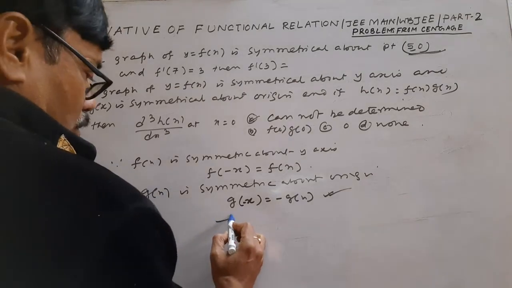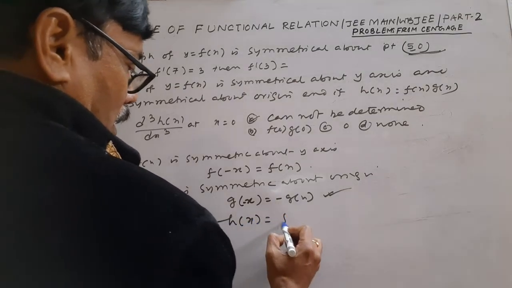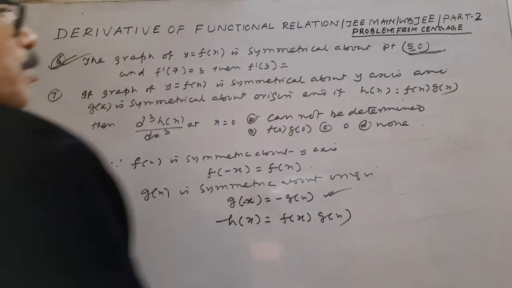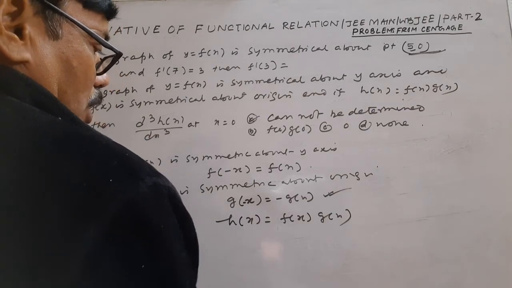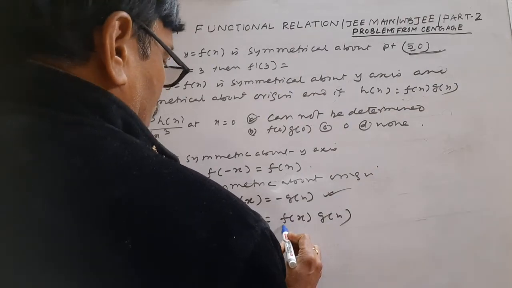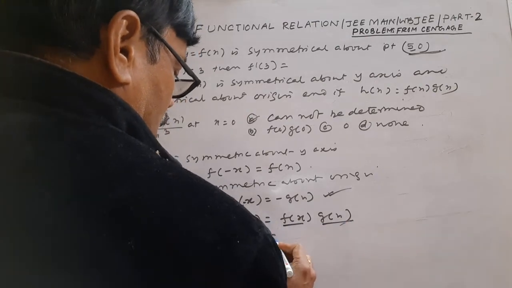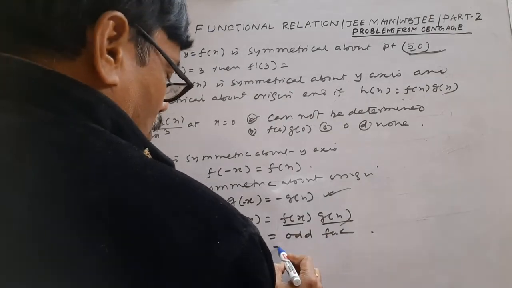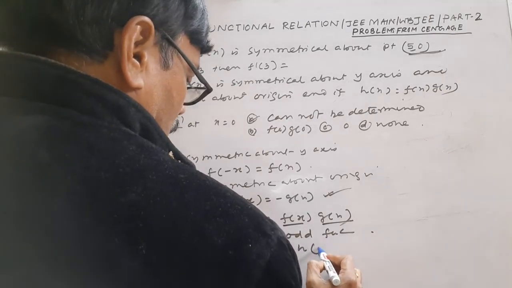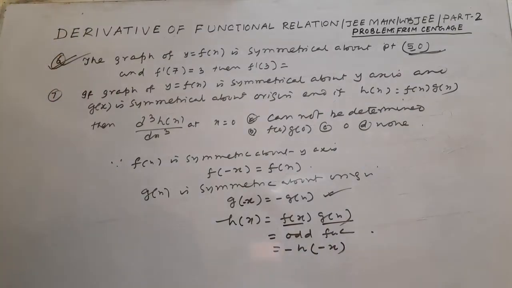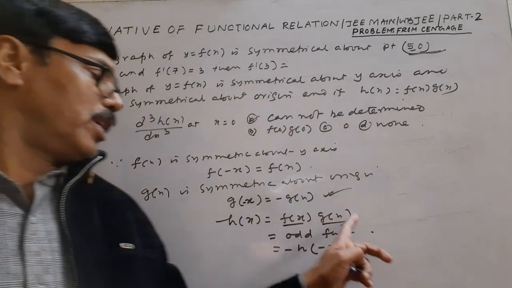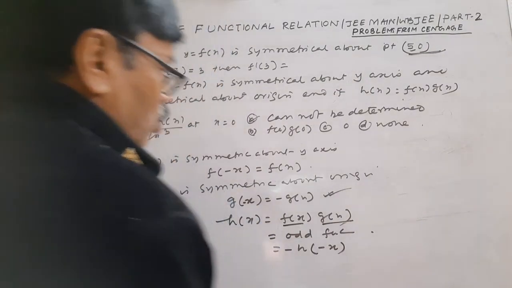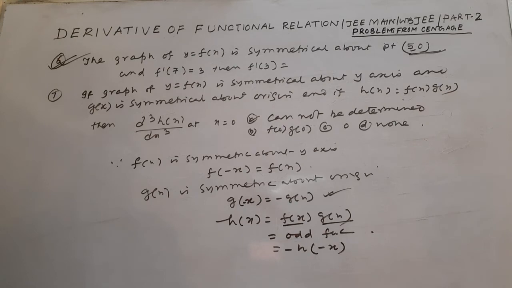Now h(x) equals f(x) into g(x). This is an even function, and this is an odd function. So finally it is an odd function. The product of even and odd is an odd function. So if it is an odd function, h(minus x) equals minus h(x).